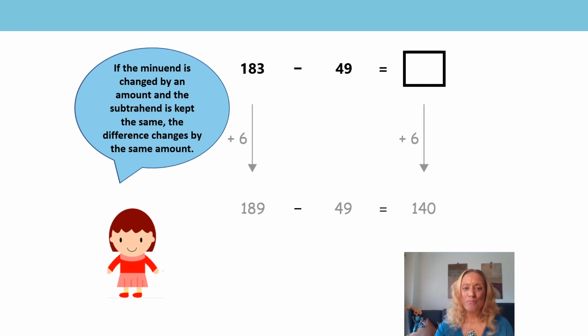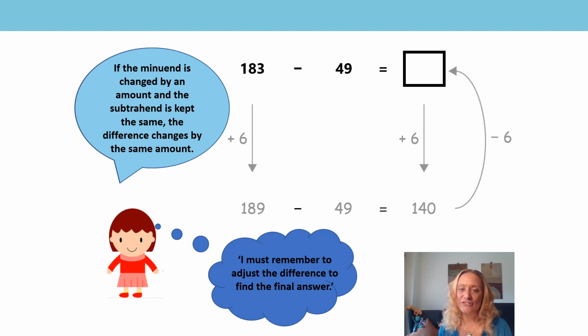No, that's right, because the difference has changed by the same amount, hasn't it? So the difference has increased by 6. So in order to find the difference of the original calculation, we need to decrease by 6. Well done. So if we decrease 140 by 6, our difference will be 134. Fantastic. So that was a really good method that Ellie used there, wasn't it? Do you think that was efficient? Yes, I think that was efficient. So she added 6 so that she could remove 49 really easily, and then she had to subtract 6 from the difference to ensure her calculation stayed the same.